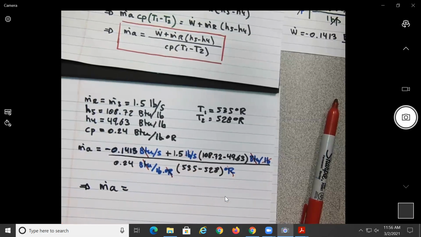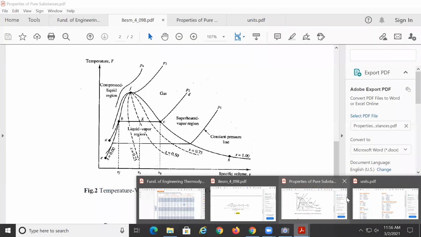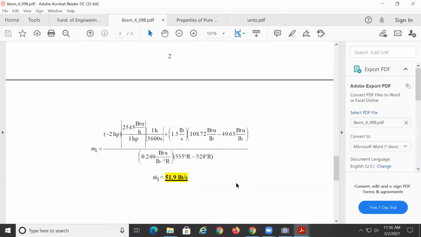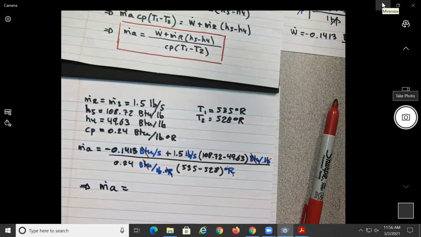So what do you get if you do that? Hopefully we get the same answer as they did over here. I guess you will get 51.9. What do you get? I got 52.6, but I may have rounded somewhere. Okay, can somebody do it so I can check? I got 52.67. Let's do 52.67. Okay.